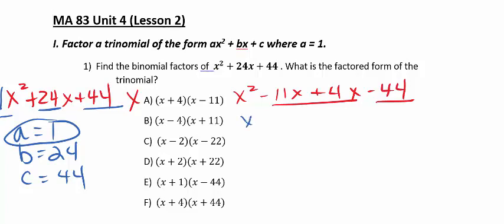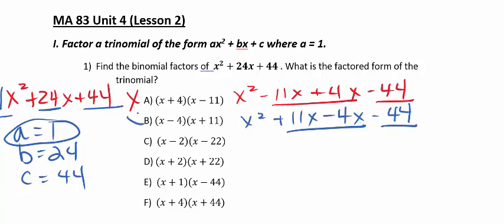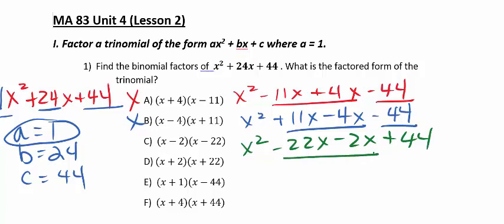When we check b, we get x squared plus 11x minus 4x minus 44. The middle terms here do not give us 24x. Again, here we have a minus 44. So b does not give us our trinomial. We'll try c. We get x squared minus 22x minus 2x plus 44. Our middle terms here give us a negative 24x, and we need a positive 24x here. We do have the plus 44, but we don't have the correct middle term, so c is not it.